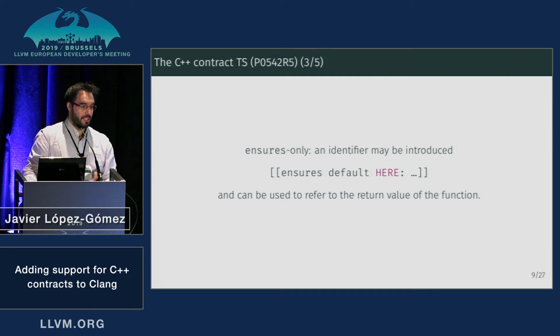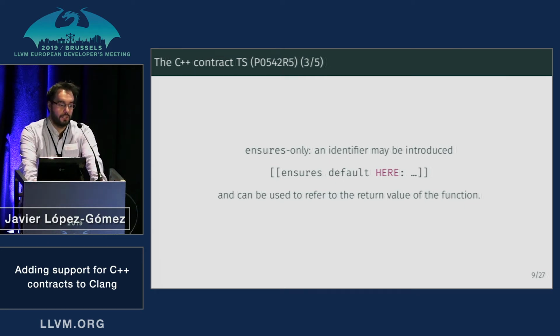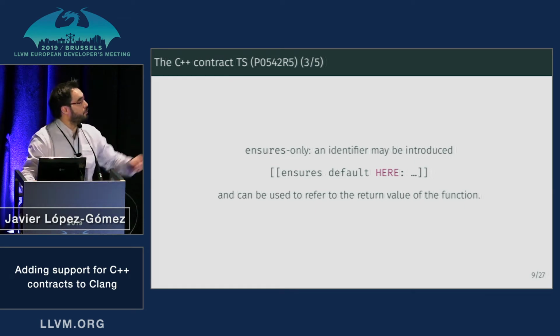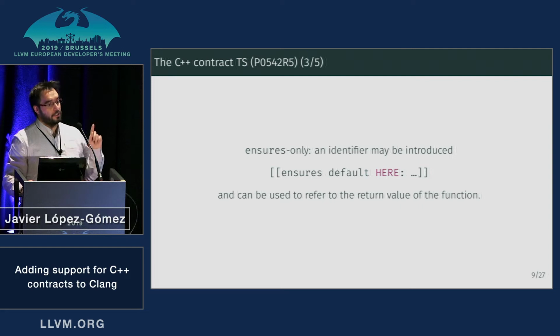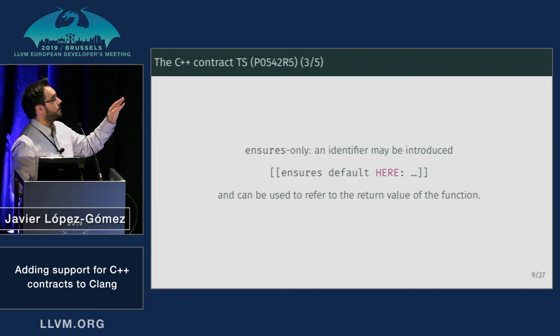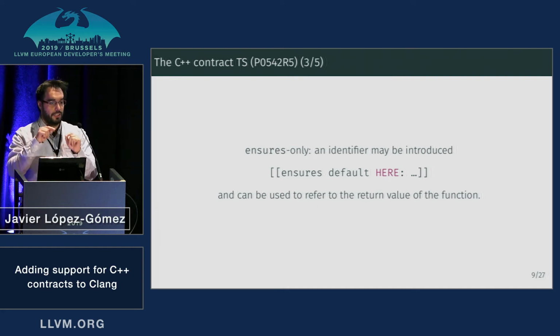Also, for the ensures attribute, we are accepting another identifier, which should be placed right there, which can be used as part of the predicate and will refer to the actual return value of the function. So you can place x there and say x greater than 0, for example, and you will be referring to the return value of the function.